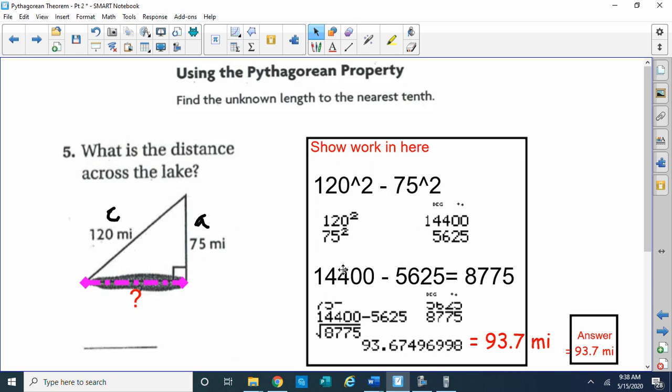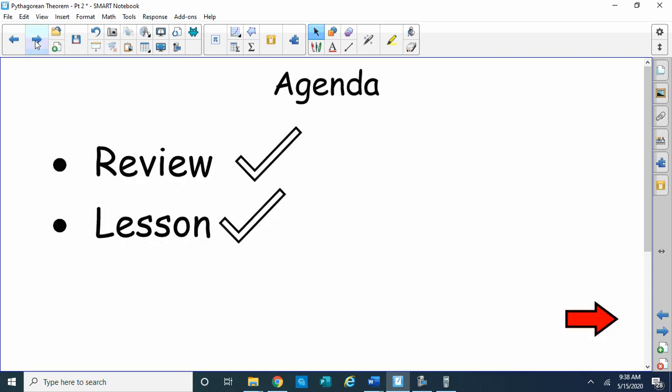So this was number 5 done for you. So you have a few more like this. So hopefully you'll do well on it. If you have questions, write them down. So that concludes our lesson on Pythagorean Theorem Part 2. So please write down questions if you have.